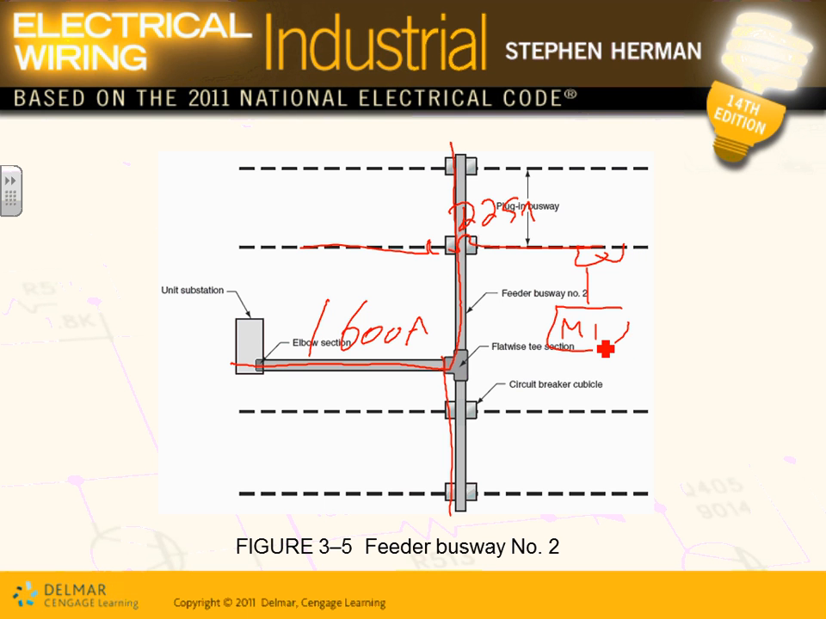Any comments, guys? Any questions about feeder number 1? This is feeder number 2, feeding all these plug-in busways. So we have a feeder busway feeding a plug-in busway, right? A feeder busway feeding multiple plug-in busways, and in turn, the plug-in busways are feeding multiple machines. Can you guys see that? Right in here.